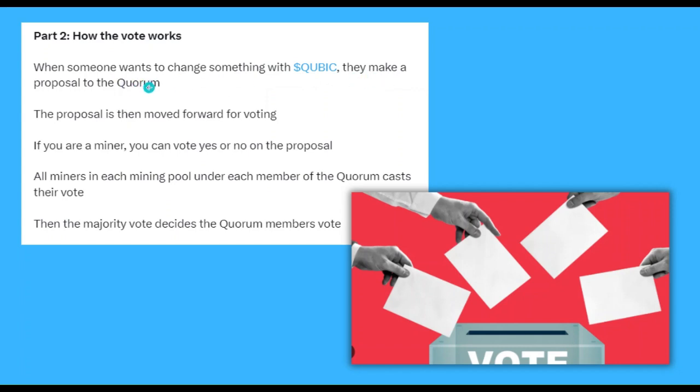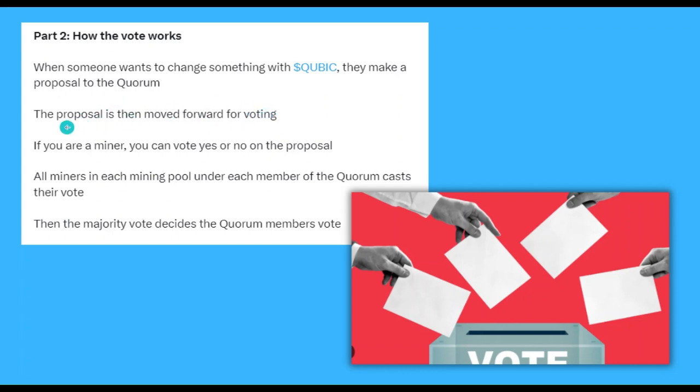So for example, recently they decided loads of things in the Qubic network, and they all went to vote, but one of them was that they wanted to reduce the max supply of Qubic by 80%. So reduce it down from 1 quadrillion, because it was never going to reach that number anyway, down to 200 trillion, and have that as the new max supply. So somebody had to go and make that proposal to the quorum, and then the proposal is moved forward to voting.